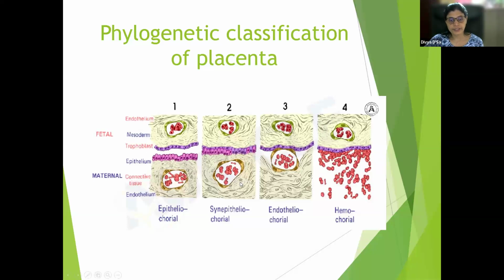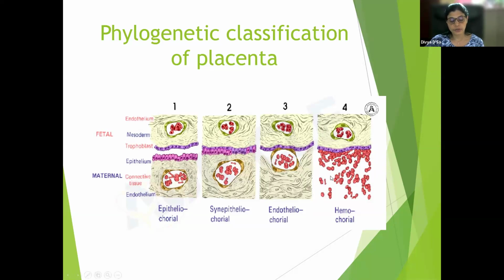Then we have synepitheliochorial. Here what is happening? Both the epithelia come in contact, which means it gets mingled. So this is synepitheliochorial. Then we have endotheliochorial. Here what happens? The endothelium of the blood vessel, if you see here, comes in contact with the chorion. Then we have hemochorial, where the maternal blood itself comes in contact with the chorion. So this is called hemochorial.